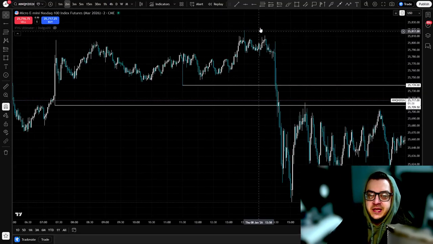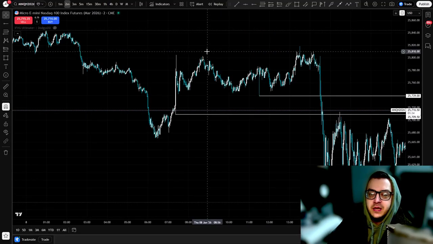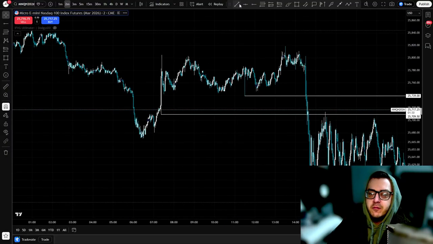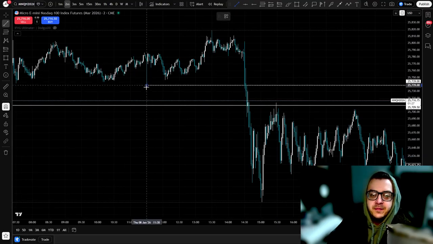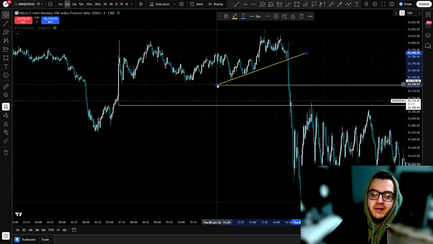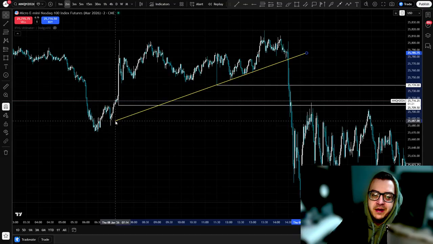And if you look here, you can see we have got ourselves some accumulation going sideways. But the thing that really stuck out to me was this trend line. Look at this trend line. This is like the most perfect trend line that I've ever seen. It actually comes all the way down to something down here, if I remember correctly.